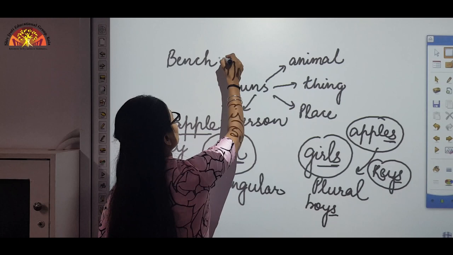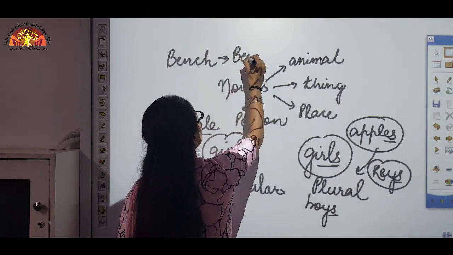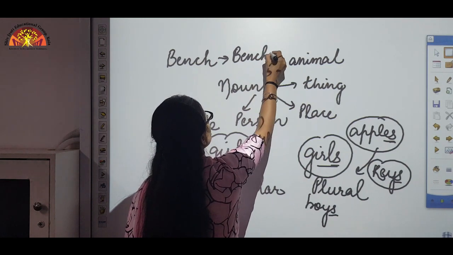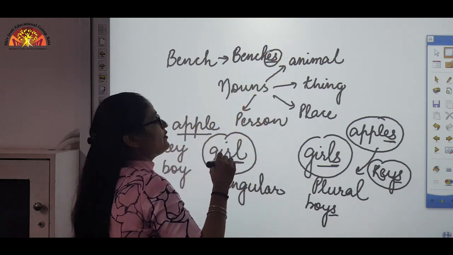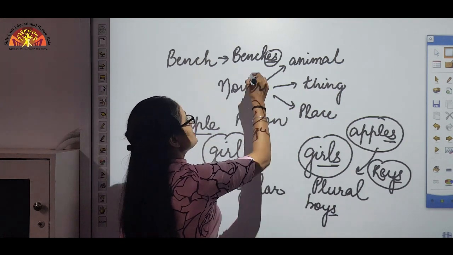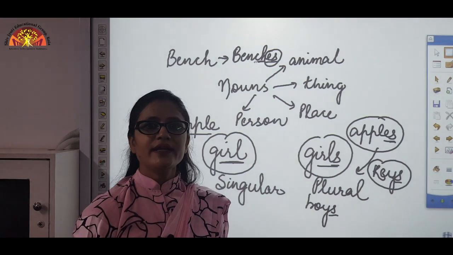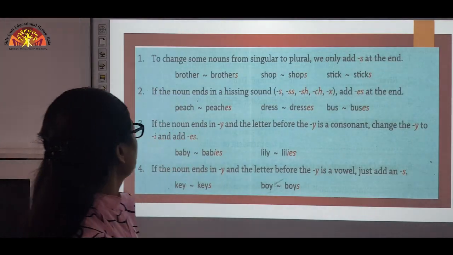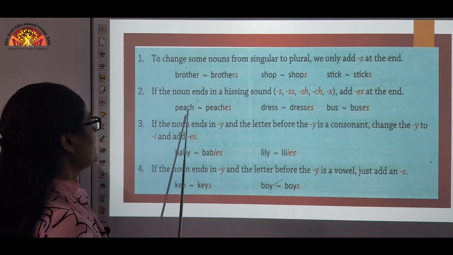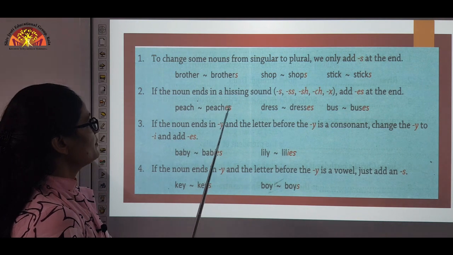If I will just convert it into plural noun, what I have to do? I have to add B-E-N-C-H-E-S. Benches, I have added E-S, right? Why I have added E-S? Because there is a hissing sound of C-H. This is the reason I have added ES to it. Let's see. Peach, you can see at the end there is CH. So, I have added ES to it and it will become peaches.